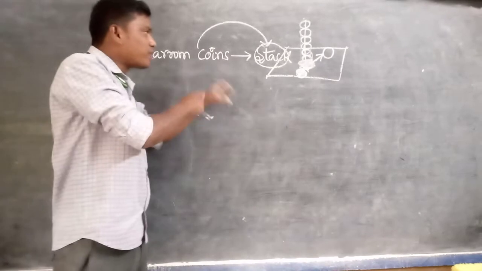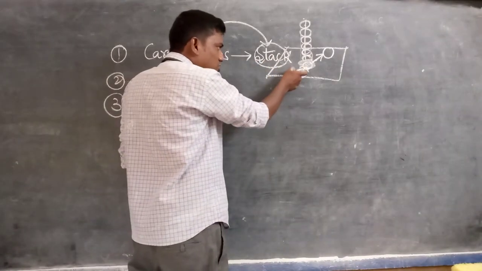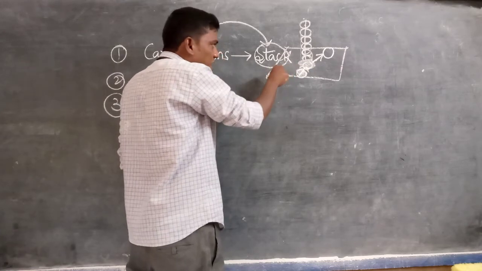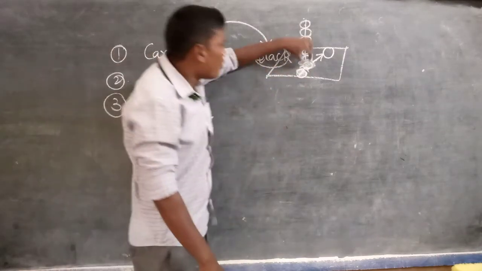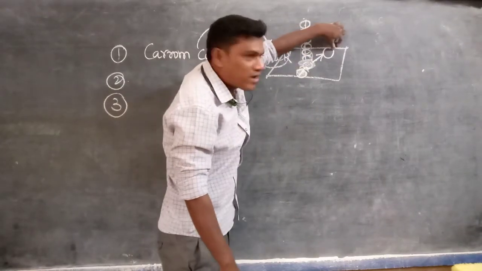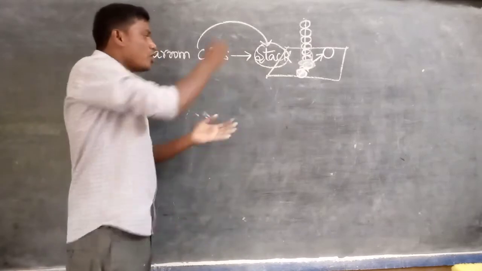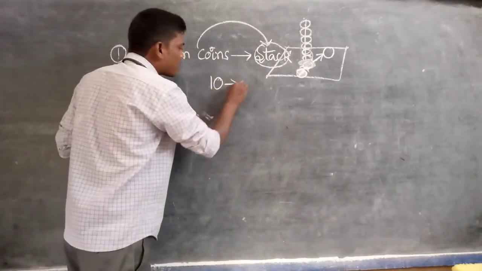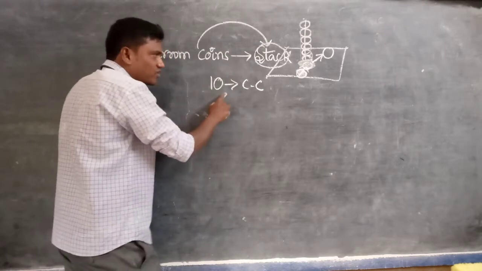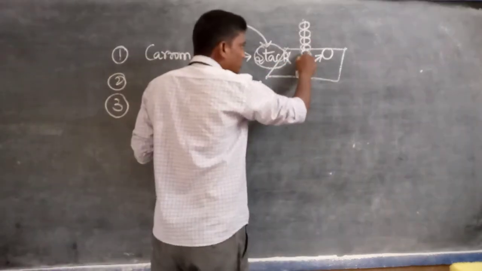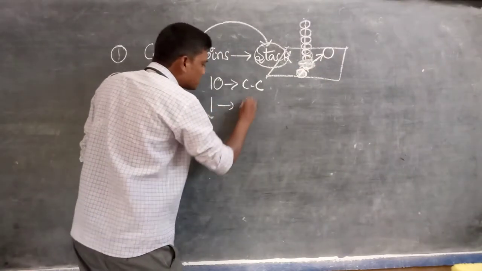Now you are one of the players in that game. So initially, with the help of the striker, you sharply hit the bottom of the stack of carom coins. You are observing that only the bottom carom coin will come outside, but the remaining stay in the same place. For example, totally how many are there? 10 carom coins are there. Among the 10 carom coins, from the bottom we can say 1, 2, 3, 4 like this. From the bottom, 1 is displaced.